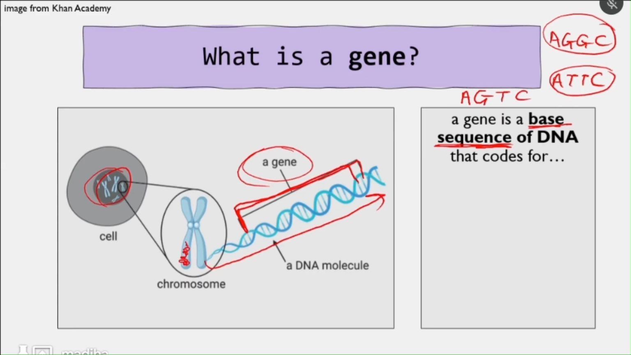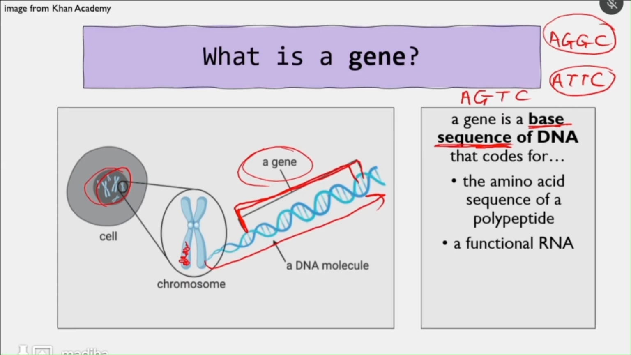And genes can code for the amino acid sequence of a polypeptide or a functional RNA. So again, it's important that you say amino acid sequence. It's not going to just code for one amino acid. It's not just going to code for a polypeptide. It is the amino acid sequence that makes up that polypeptide.